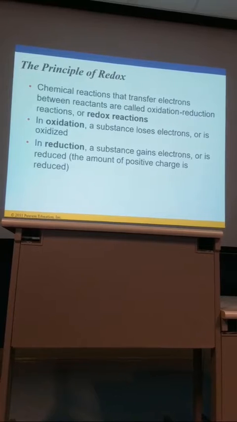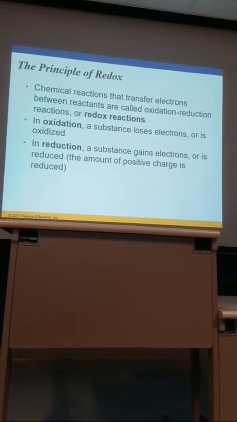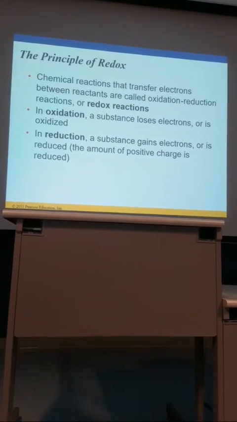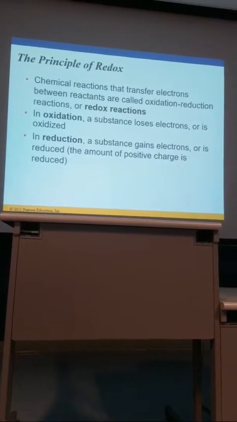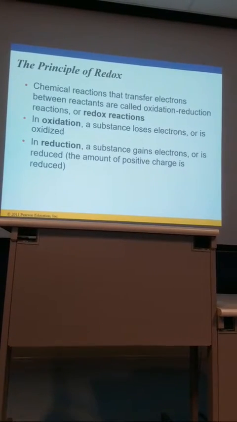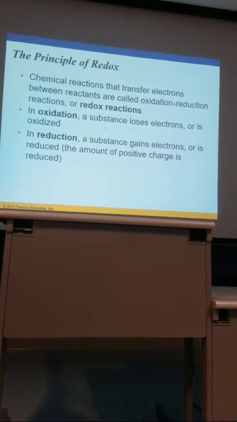Know redox reactions, oxidation and reduction. In oxidation, electrons are given up from a molecule. In reduction, a molecule gains electrons. So if they've gained an electron, they are said to be reduced. If they give up an electron, they are said to be oxidized.